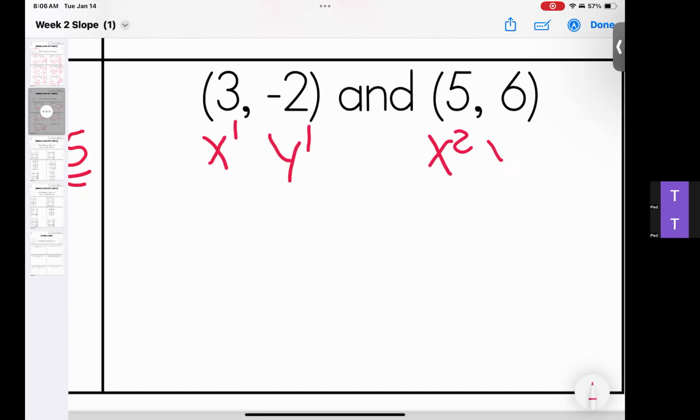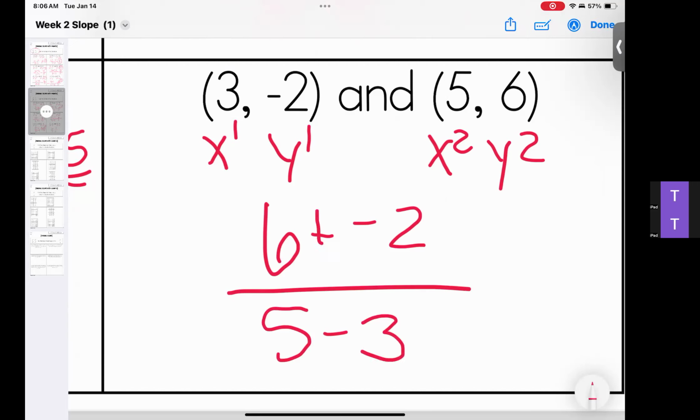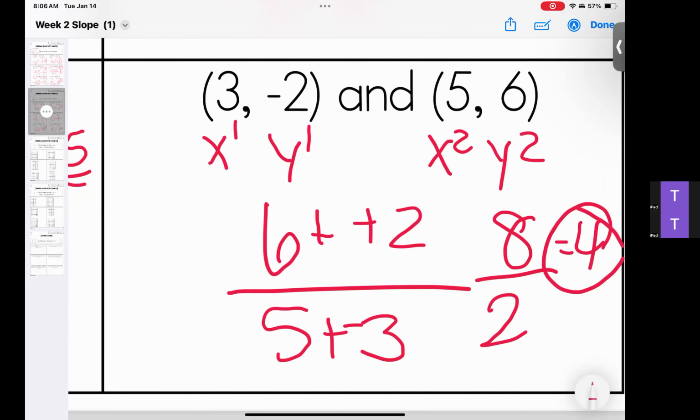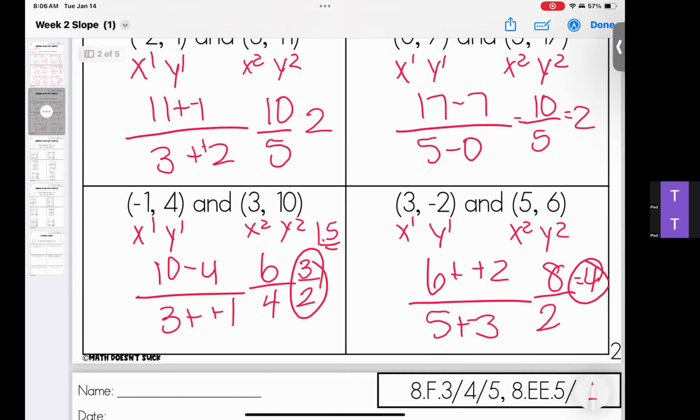x1, y1, x2, y2. 6 minus -2 over 5 minus 3 becomes 8 over 2, which is 4. Questions on the second page? Go ahead and bring them with you to class.